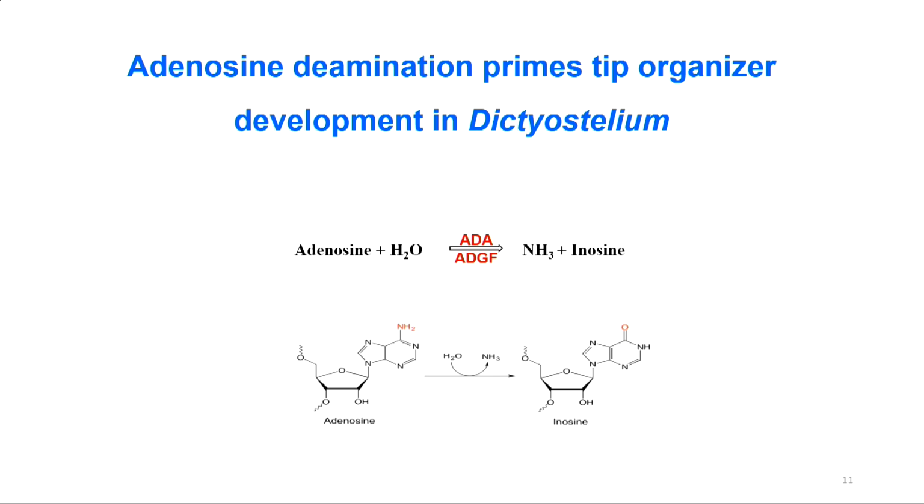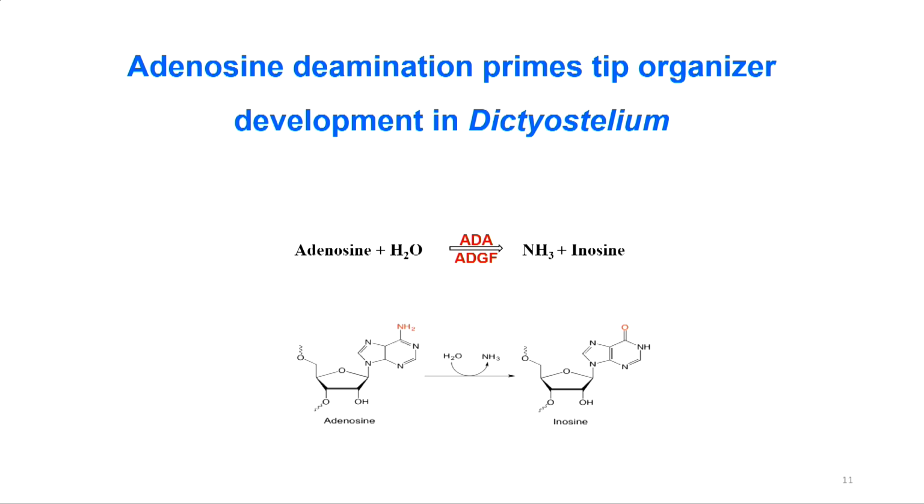Adenosine is derived from cyclic AMP, and there is an enzyme called ADGF, adenosine deaminase related growth factor. Adenosine deaminases are enzymes which act on adenosine and release ammonia as a byproduct. So this ammonia is responsible for the further morphogenesis, or is acting as a morphogen. This is adenosine deaminase. This is adenosine deaminase related growth factor.